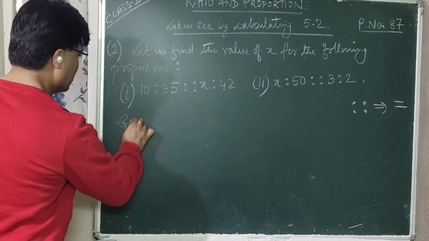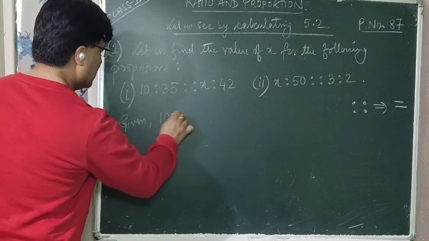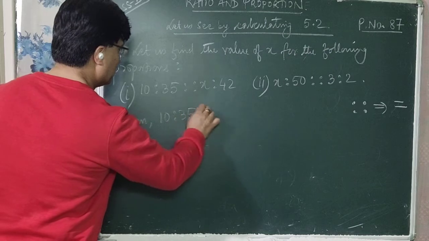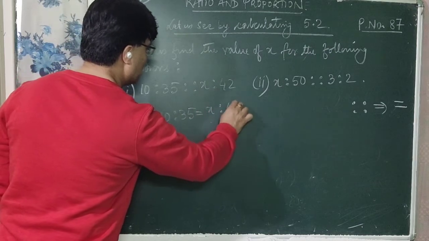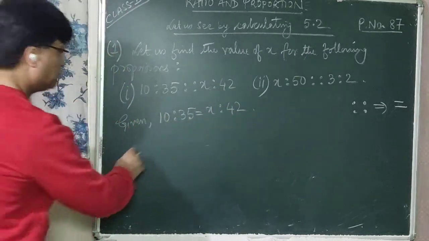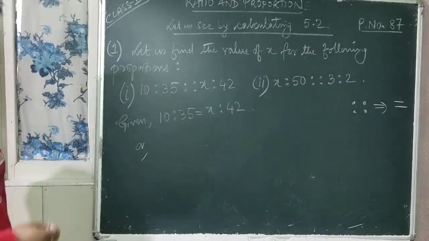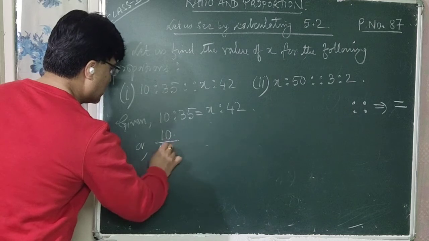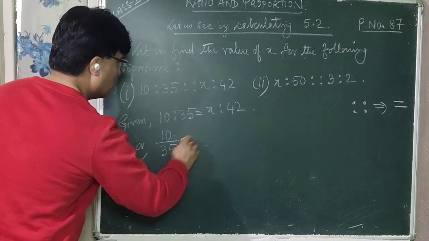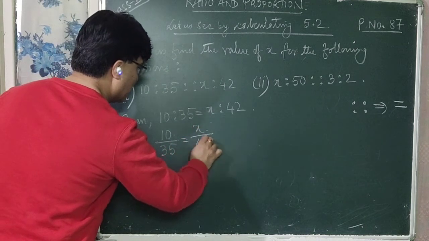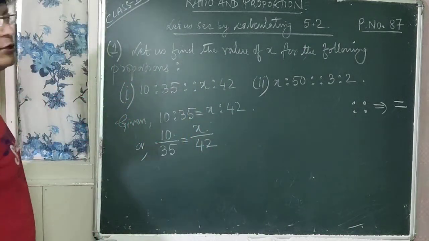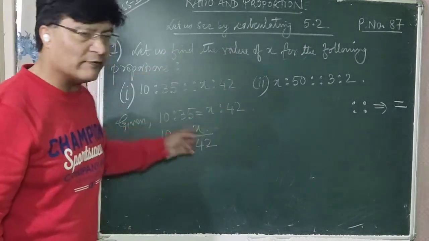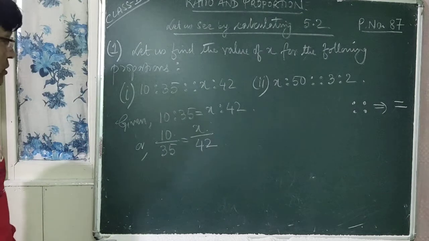So let us write down given out here. 10 is to 35 is equal to x is to 42. Okay? Ratio means fraction, so you can write it in terms of fraction. That is numerator upon denominator, which is equal to x upon 42. So you have to get the value of x from this equation, right?